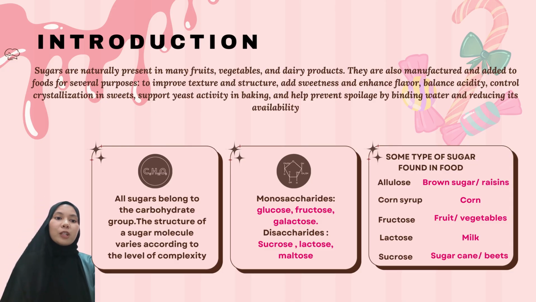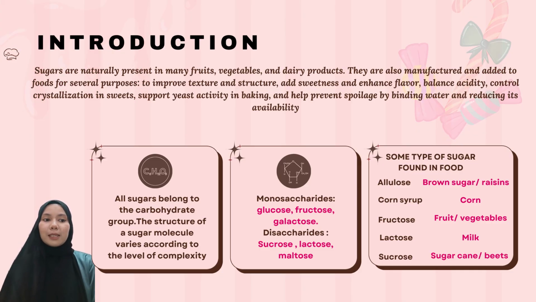Here are some types of sugar found in food: allulose, found in brown sugar or raisins; corn syrup, found in corn; fructose, found in fruit and vegetable sugar; lactose, found in milk sugar; and sucrose, found in sugarcane and beets.